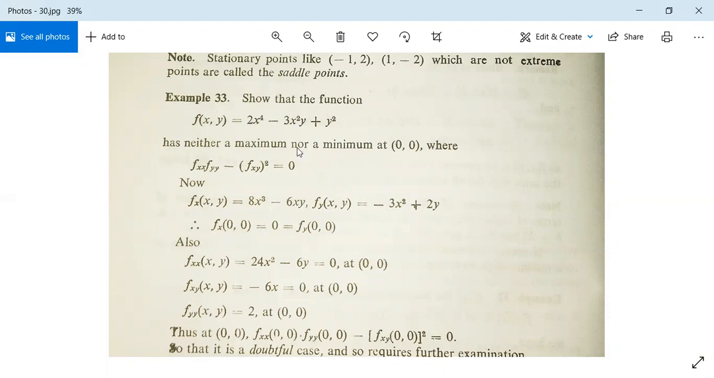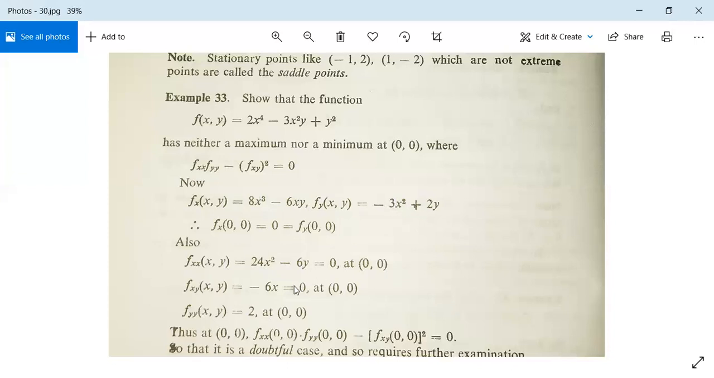Now we need to check it at 0, 0. The point is given, so fx(0, 0) will be 0 and fy(0, 0) will be 0. Also differentiate it once again with respect to x. So fxx will be, यानी कि इसको एक बार और डिफरेंशिएट करो पार्शियली, तो ये हो जाएगा 24x square minus 6y. It will be 0 at 0, 0, and this will be your differentiate partially with respect to y. So it is your 2 at 0, 0, और इसको differentiate करो partially with respect to x.